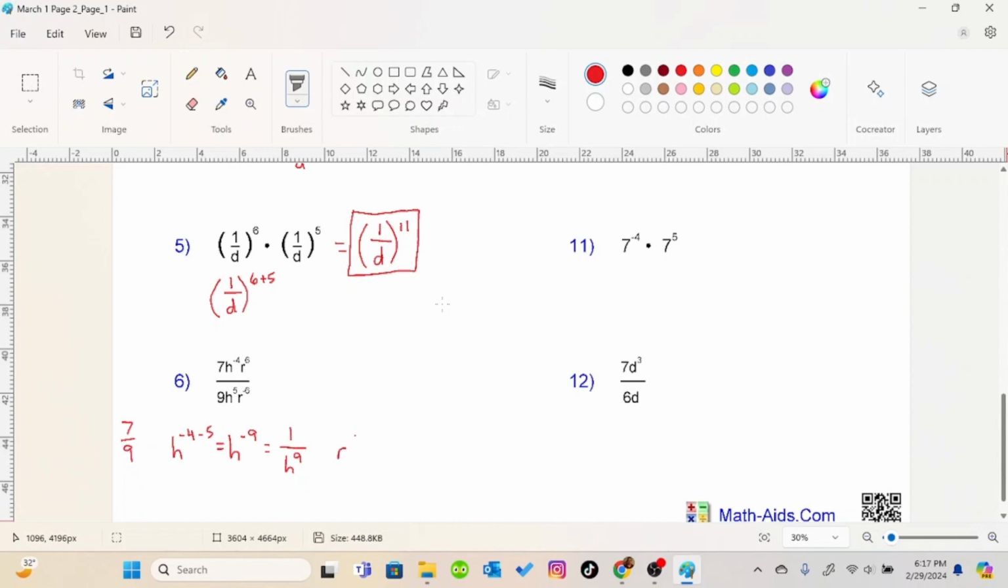And R, we have 6 on the top, minus negative 6 on the bottom. 6 minus negative 6 is 12. So now when we put everything together, on the top we have 7 r to the 12th over 9 h to the 9th. And that's our final answer.